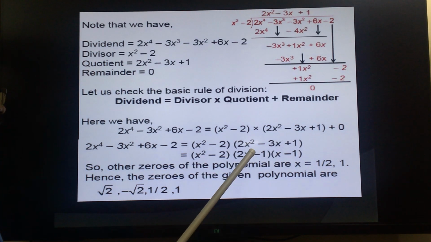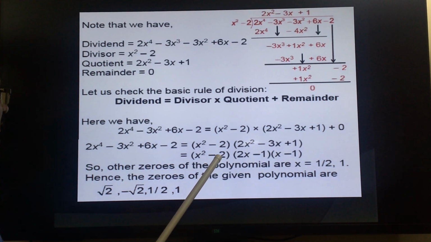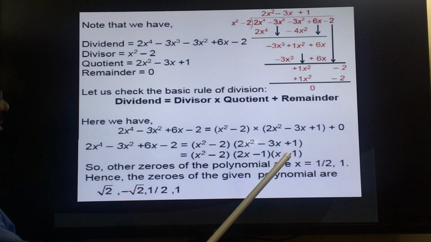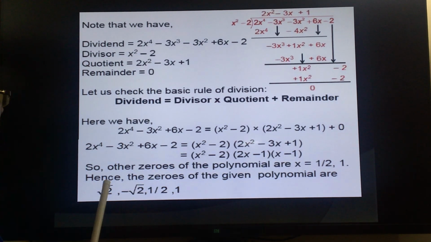Now to find the zeros, this bracket we will put equal to 0. So we will get 2 values, square root 2 and minus square root 2. By putting this equal to 0, we will get x is equal to 1 upon 2. And by putting this equal to 0, we will get x is equal to 1. So in this way, all 4 roots or all 4 zeros of the given biquadratic polynomial are square root 2, minus square root 2, 1 by 2 and 1.